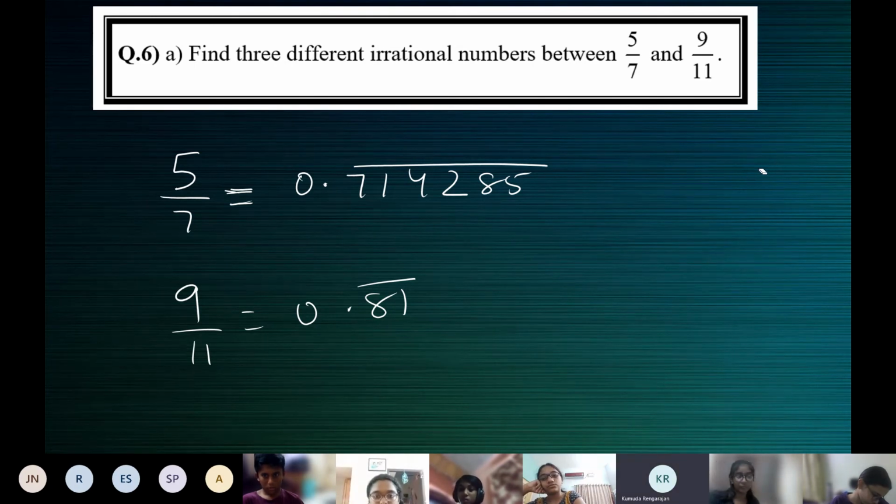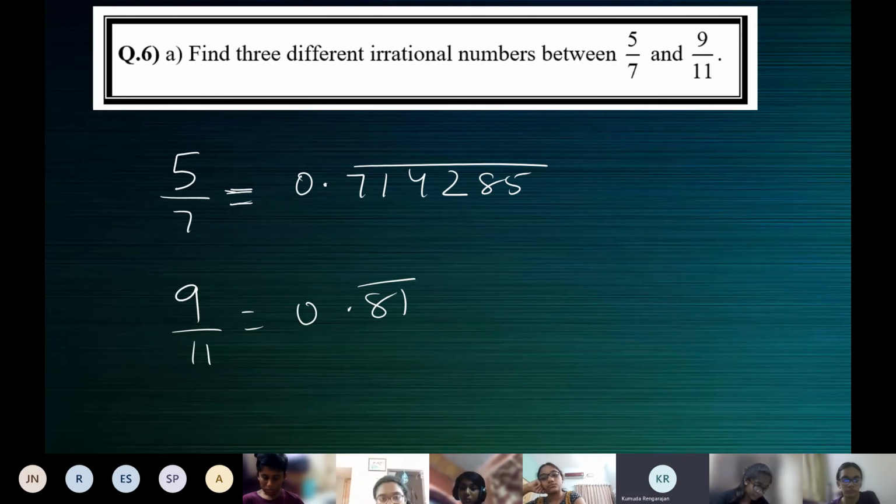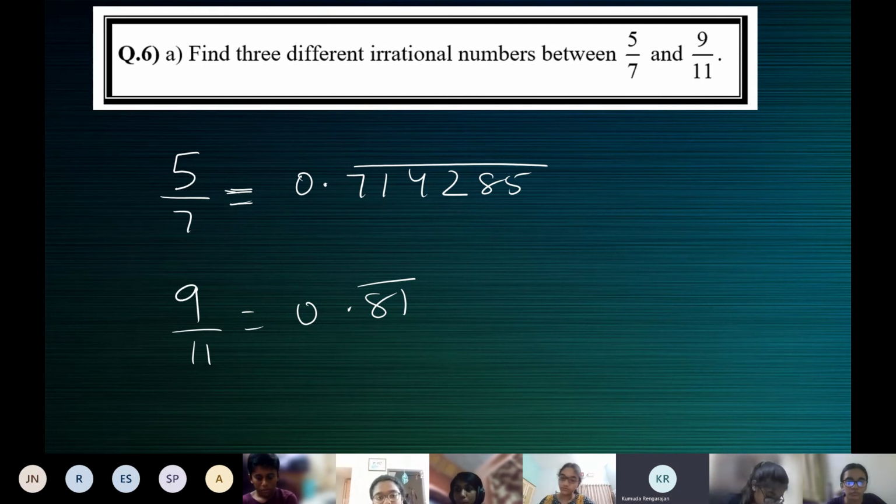Now, after this, you have to find three different irrational numbers. That means you should write three non-terminating, non-repeating decimals. That's all. Understand the question. Find three different irrational numbers, that means non-terminating, non-repeating decimals, between these two values. To insert, you should find their values. What is 5/7? What is 9/11? Now, let me insert one.